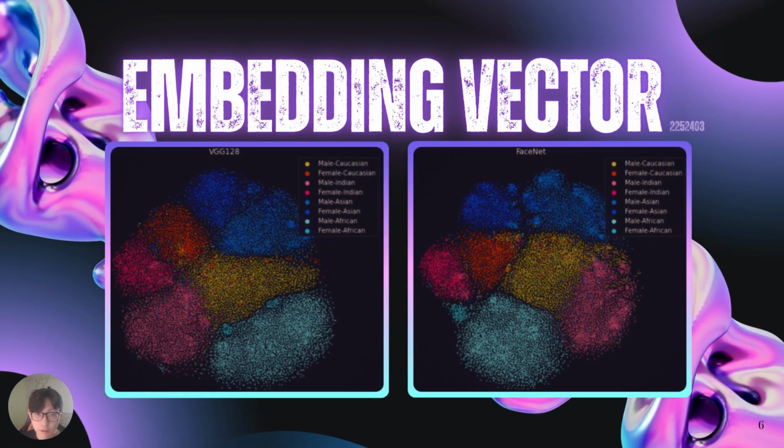So let's see how the embedding vector works. Embedding is a technique we use to convert a high-dimensional, usually sparse vector, into a lower-dimensional, usually dense vector. So in the image, we can see that the points of the same person are clustered tightly together, while those that are different are far apart.